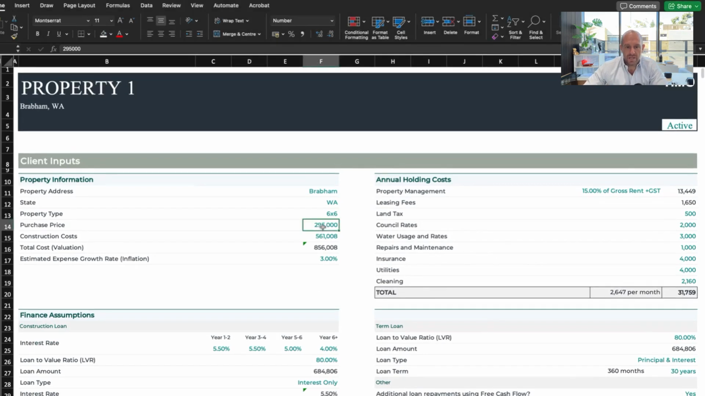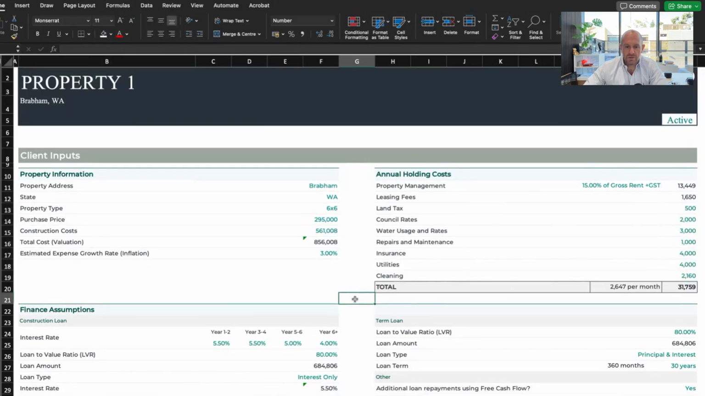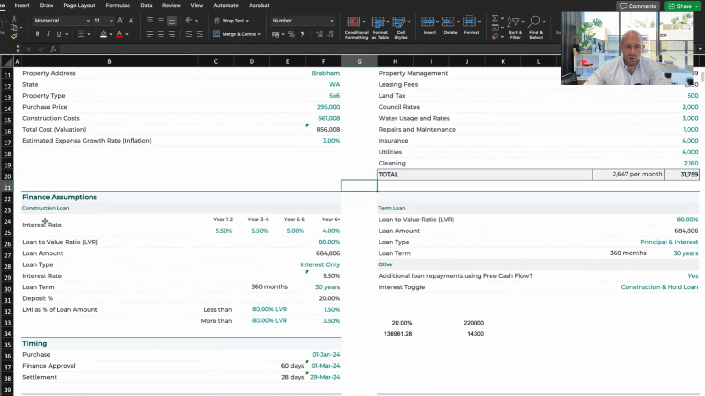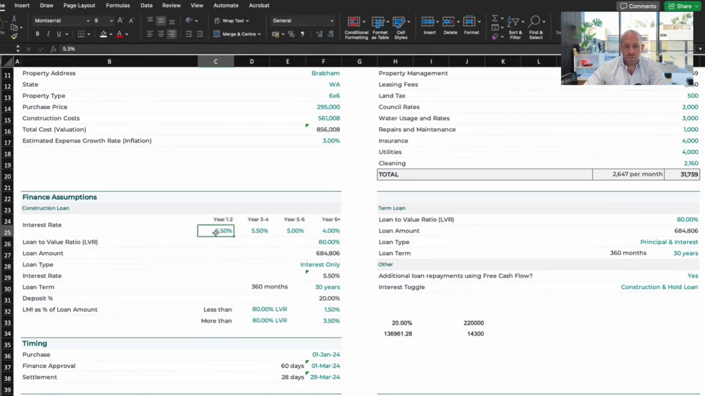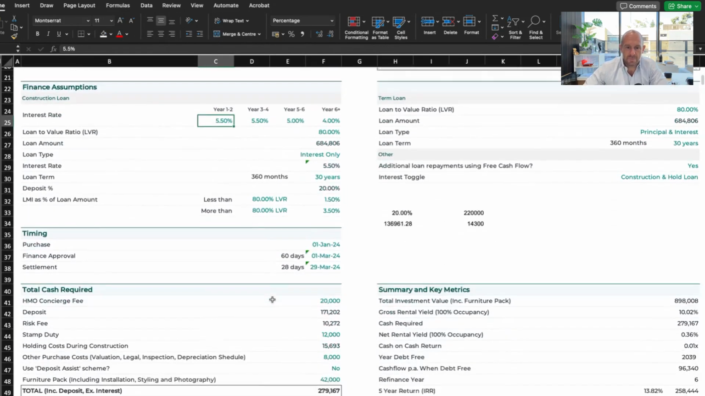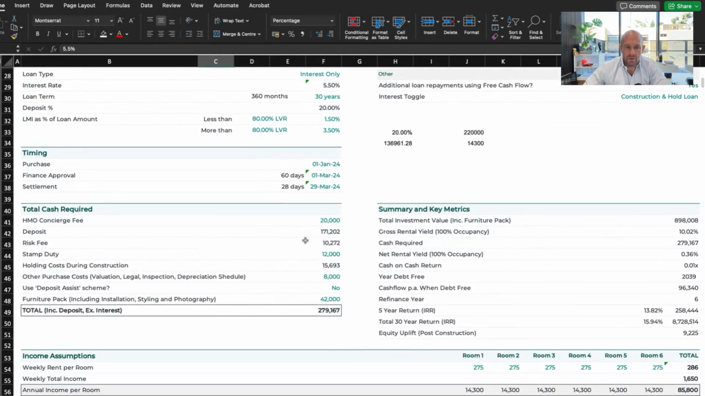We put the land price in and we put the construction costs in. We've got our operating costs here, which is your gas, water, electric, internet and cleaners. We've got all of our mortgage costs here. You'll see that in year 1 to 2, the interest rate was at 5.5% because at the time of doing this deal, that's what the interest rate was sitting at. We also have all of the costs associated with doing these deals here.